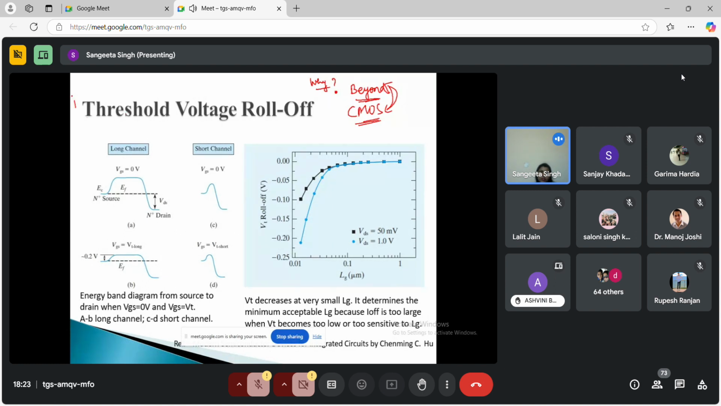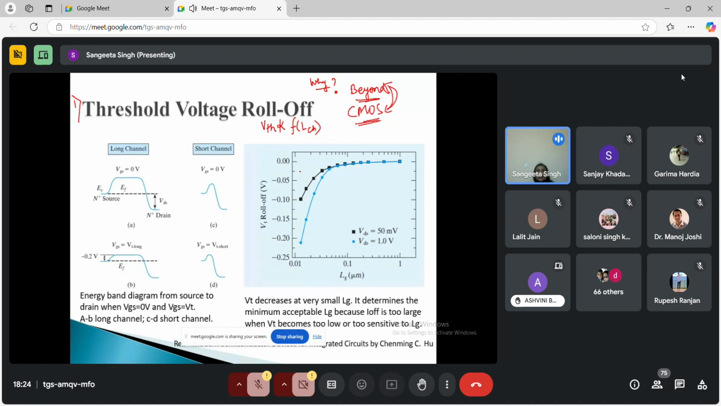So why beyond CMOS? The very first thing is threshold voltage roll off. What does it say? If you remember perfectly, because all of us are faculty, your threshold voltage is never a function of channel length. Whether your channel length is 5 micron or 5 nanometer, the threshold voltage should be the same. Because if you talk about MOS device physics, you won't find any relation between VTH and channel length.